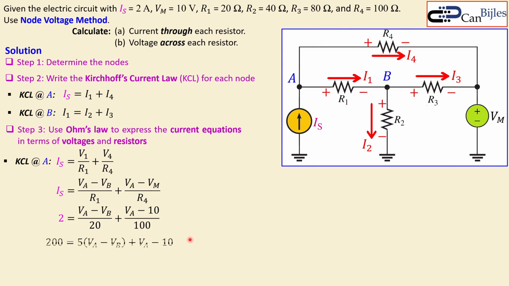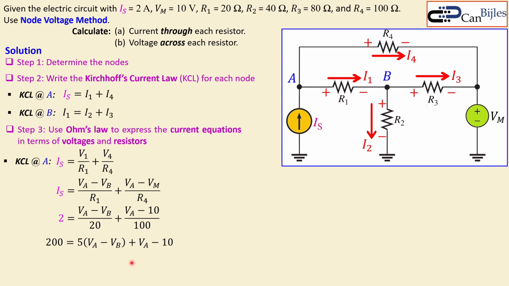Now let's continue and get rid of these fractions. In this case I can use 100 as the multiplication factor from the left to the right side. So I can say this times 100, this and this also times 100, so we will get 200. Now 100 over 20 will be 5 times this, in a parenthesis of course. And you will get only VA minus 10 here, because 100 over 100 is 1.